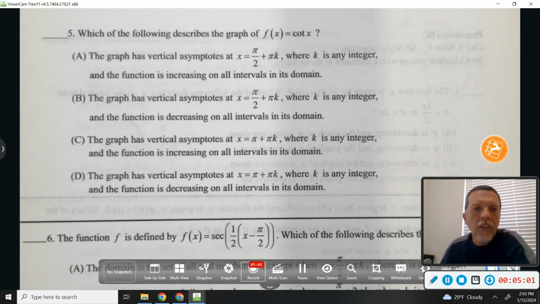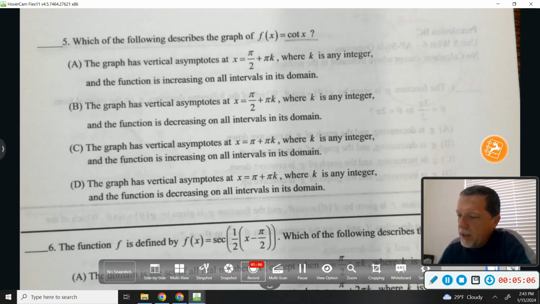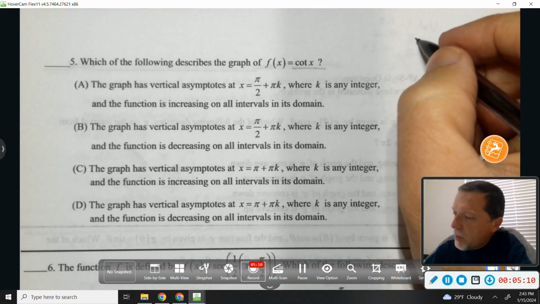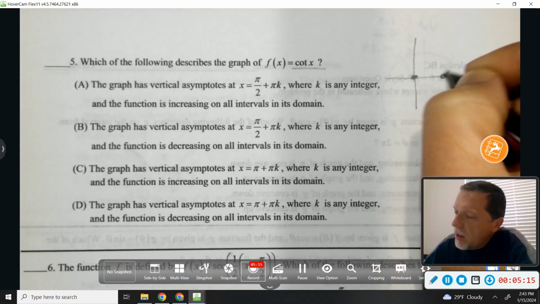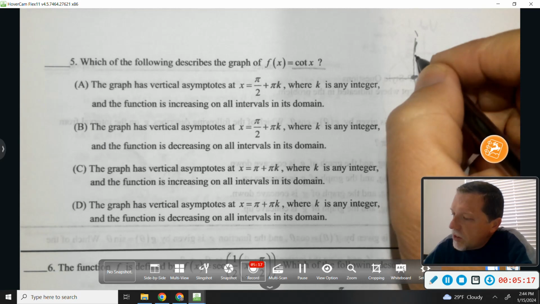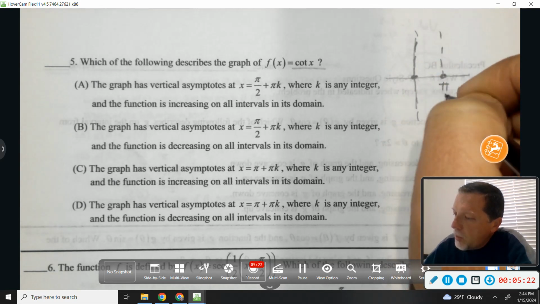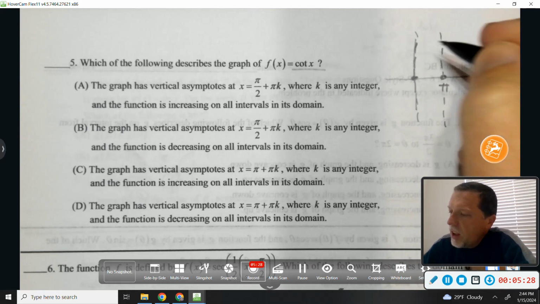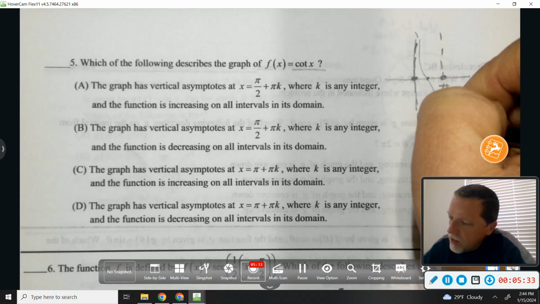Number 5. Which of the following describes the graph of the cotangent of x? Okay, I think before I start reading those answers, I probably just want to see a picture of cotangent. I think I remember that it does not start at 0, it starts at an asymptote, and its period is pi, so pi away there's another asymptote. And so that's one difference with tangent, is where it starts. It's also decreasing rather than increasing, so cotangent looks like that.